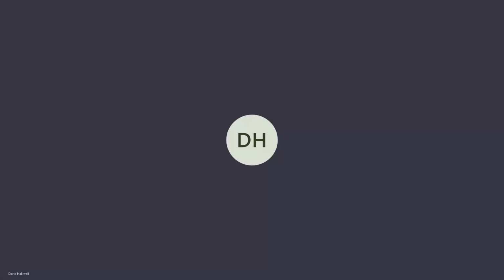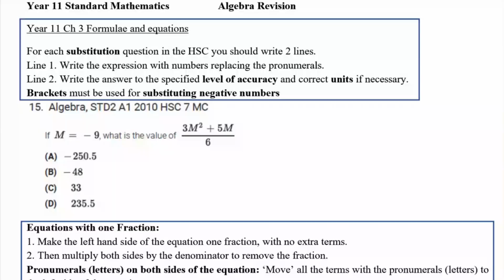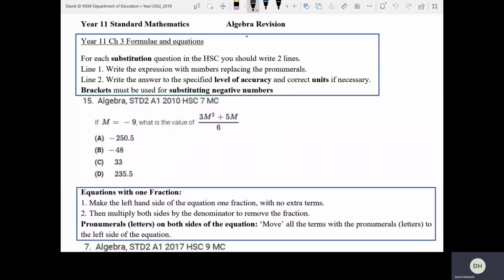Okay, in this video we are going to look at our first video on algebra, year 11 revision series on algebra, and it's going to be on formula and equations. Okay, they pop up quite a bit in the HSC, so it's good to quickly recap this topic.